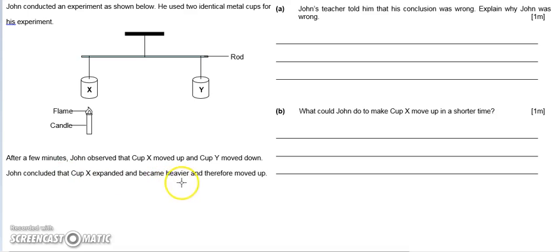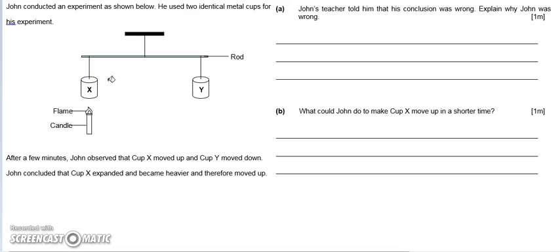John concluded that cup X expanded and became heavier and therefore moved up. But John's teacher told him that his conclusion was wrong. Explain why. Now, first of all, we know this is a balance. We know that a balance will only be horizontal, right? This balance will only be horizontal if X and Y have the same weight. If X and Y have the same weight, then it would be the same.